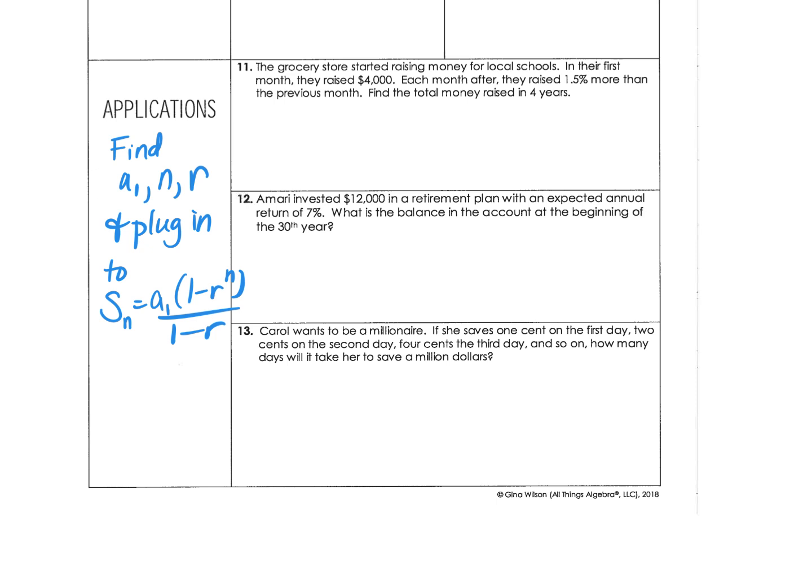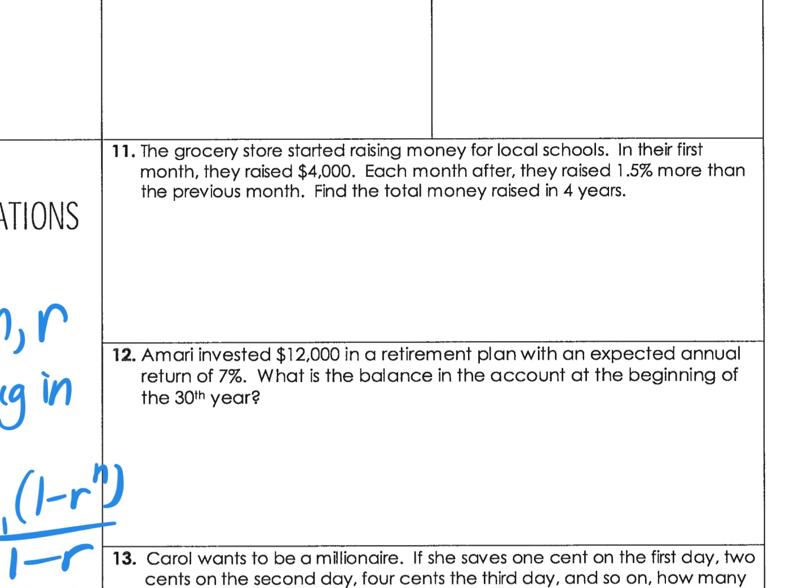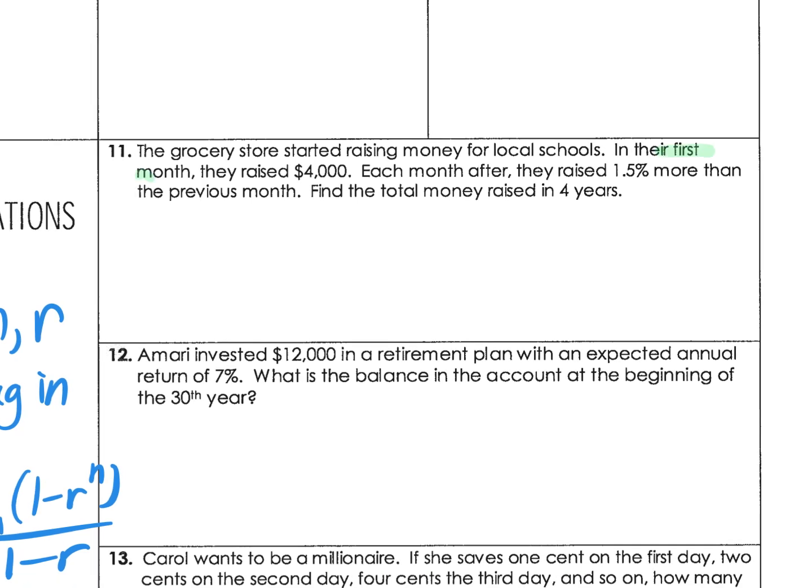Yeah, I know. Sometimes it's the calculator that trips you up. So start reading the problem. In their first month, they raised what? $4,000. What is that telling me? Yes, that is A sub 1. Each month after, they raised 1.5% more than the previous month.